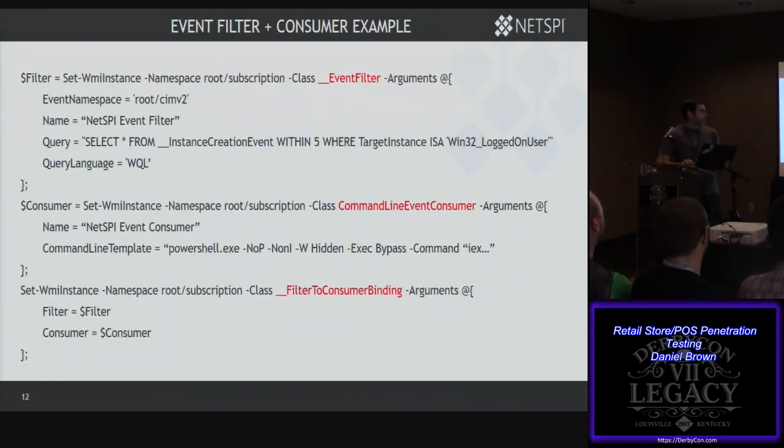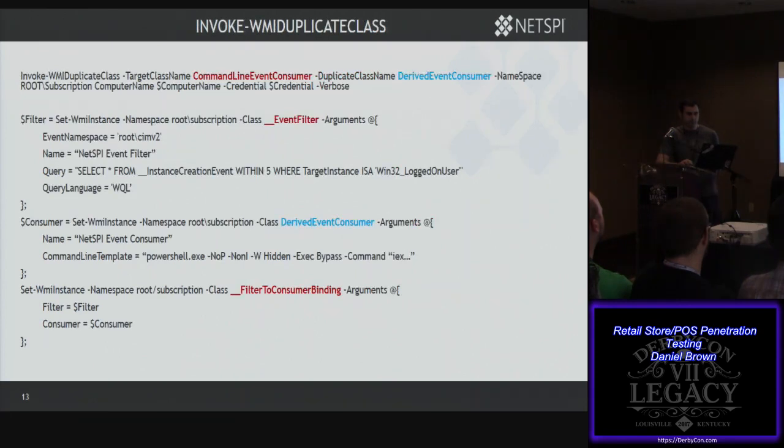Here's a basic example in PowerShell of how to do this. We have an event filter, which looks for a logon event, a command line event consumer, which launches a PowerShell command, and then the binding for the two. So if we take that duplicate class part, we can duplicate out the command line event consumer pretty simply. And just in this example, we're calling it the derived event consumer. So in case the blue team is alerting on a command line event consumer event, we can hide from that.